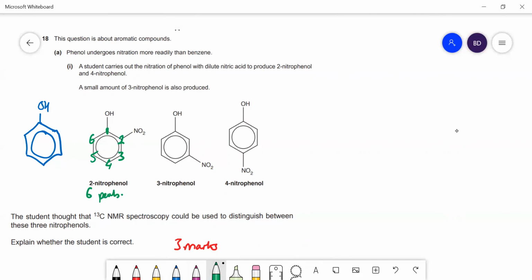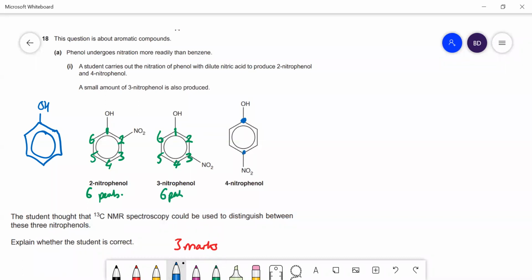Let's look at 3-nitrophenol, right? You've got one peak there. That's unique. That one is unique between the OH and the NO2. That one's obviously unique, and you can see 4, 5, and 6. They're all unique, so there's no symmetry in that. Okay, but if we look at this one here, that's going to give you 6 peaks as well, of course.